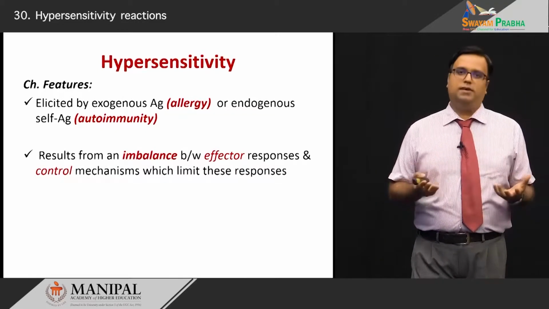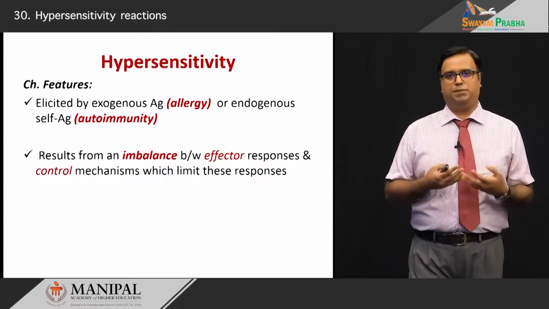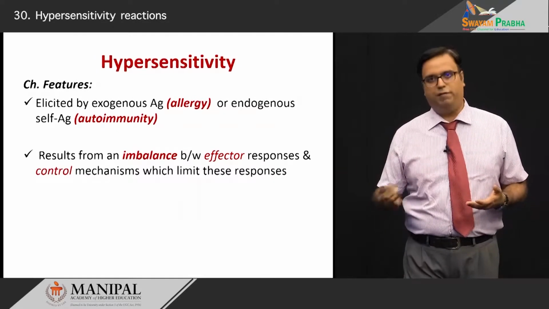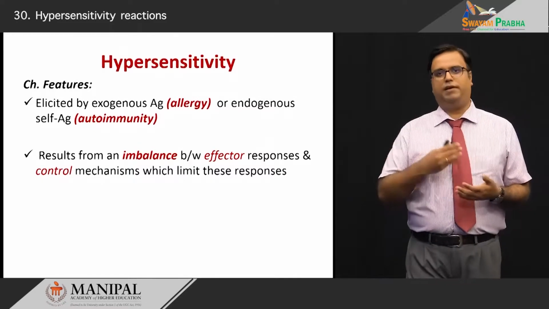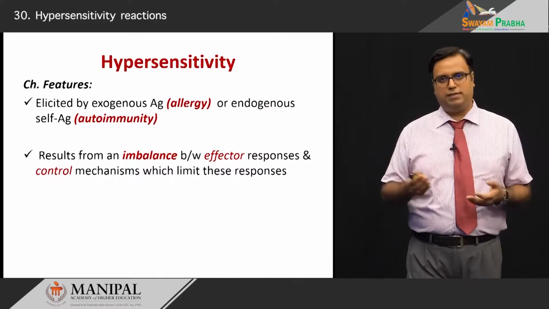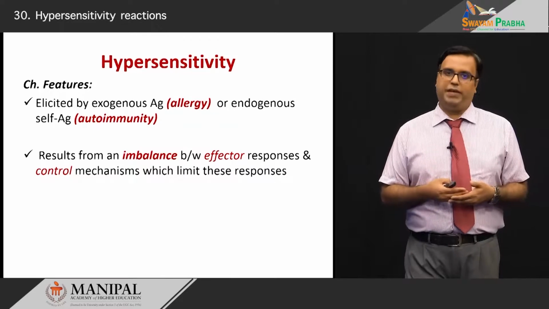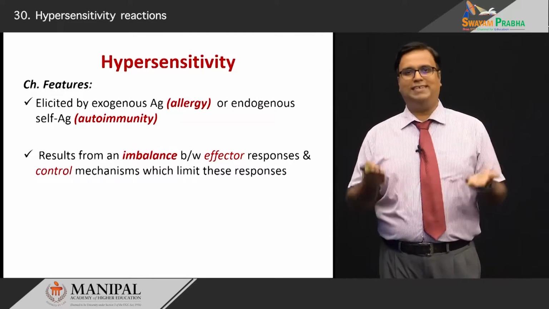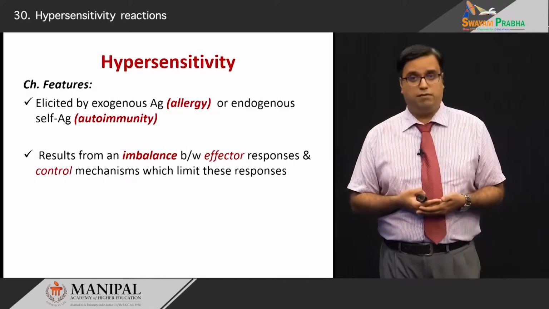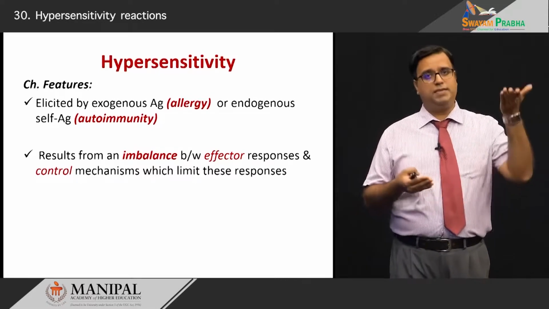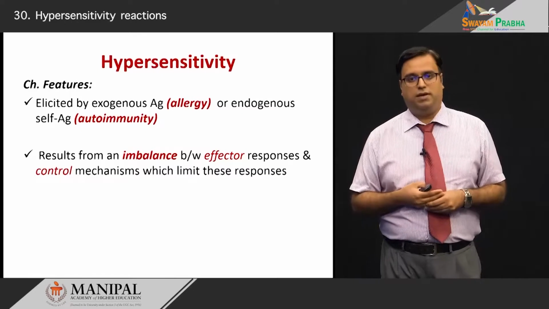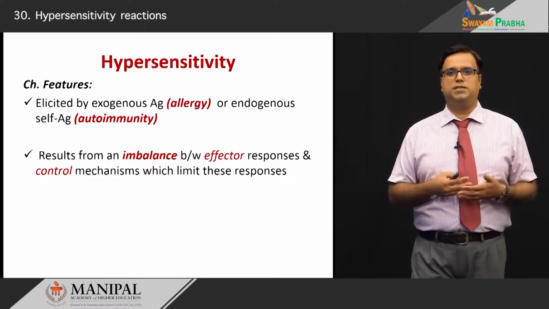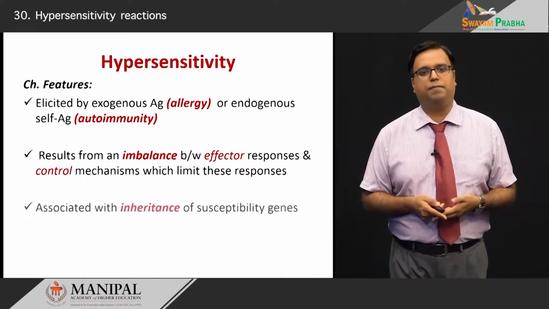Now what happens here? If you ask me, it is an imbalance between an effector response which brings out your inflammatory reaction, your cellular reaction, or even the cytokine release, vis-a-vis the control mechanisms that are in play to control it. So that imbalance tilts the scale in the favor of an effector response, and the control mechanisms are very sparse. This results in a clear imbalance, causing the body's immune system to be on the overdrive.